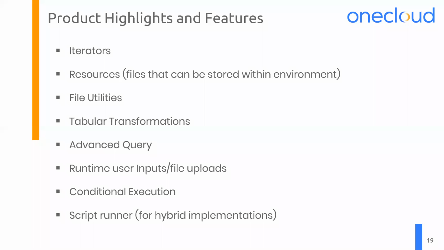And then you have conditional execution, where it checks for certain conditions and changes the behavior based on the condition. You also have the script runner for hybrid implementation, where you have your traditional batch scripts or PowerShell scripts that you can trigger from OneCloud. These are some of the highlights and features based on our personal experience. There are tons and tons of other features that we are learning and exploring as we go.